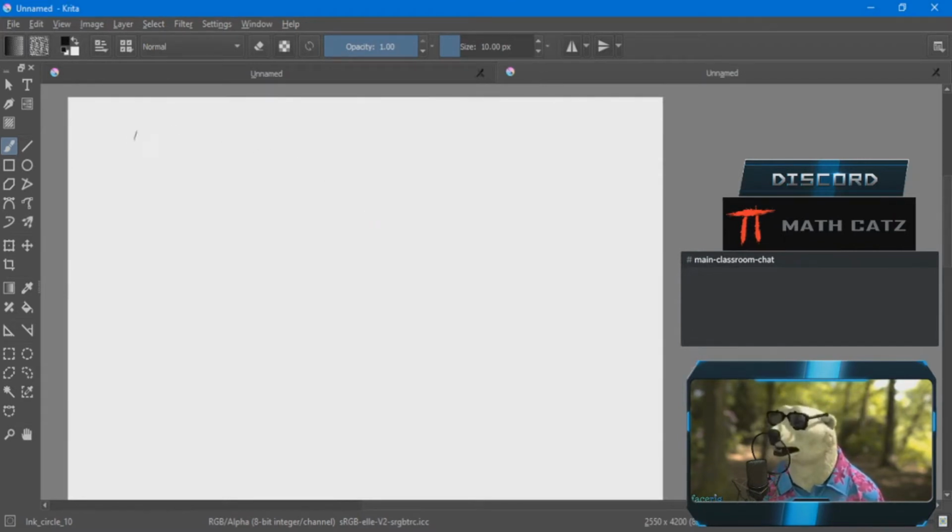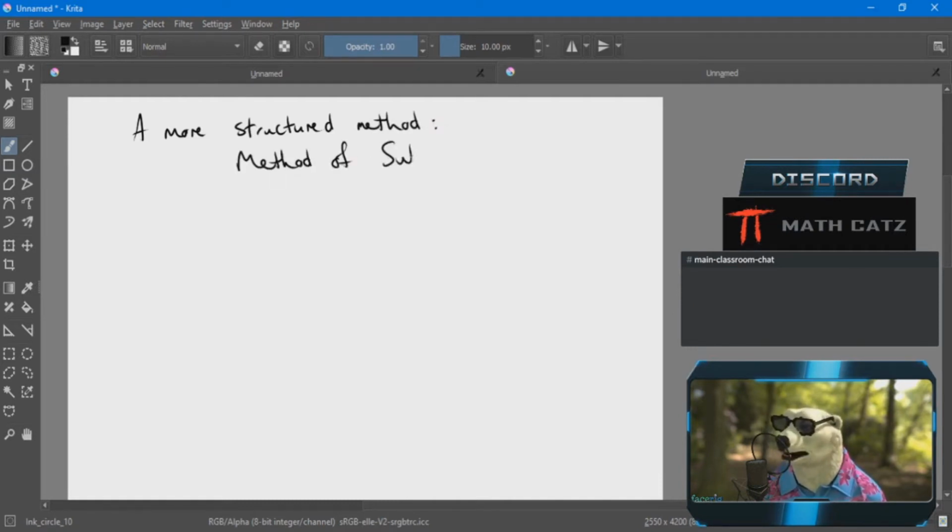So a more structured method to handle this is called the method of substitution. Method of substitution. Now, this method, once you get the hang of it, is just so useful. And it's not long, it's short.